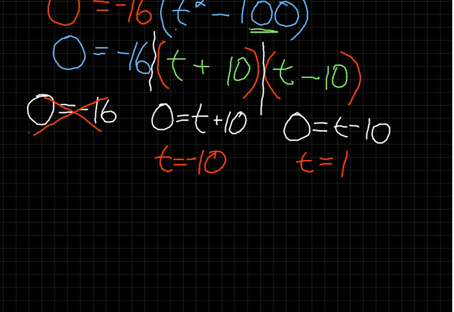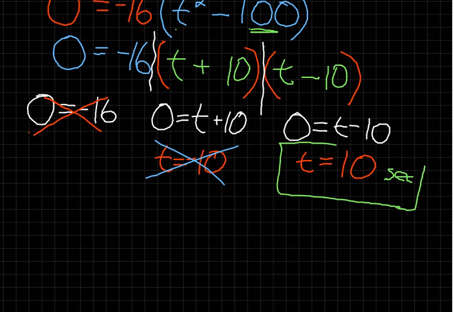So now we have 2 answers. So does it make sense that we drop this package and it hits the ground after negative 10 seconds? No, it can't. I don't know, do you guys know how to drop it back in time? Maybe you do, let me know. So this answer doesn't make any sense. You can't have negative time. So our only answer that makes sense is 10.